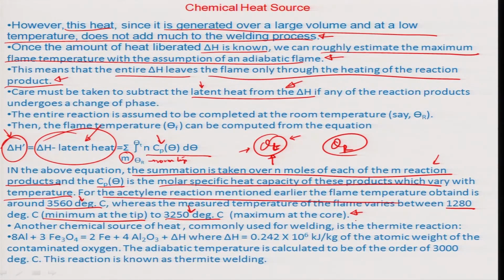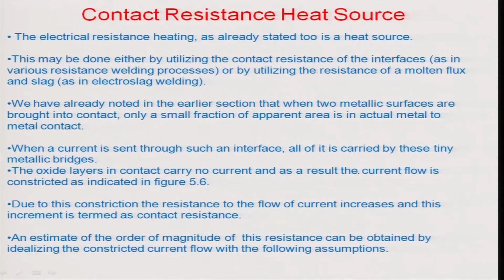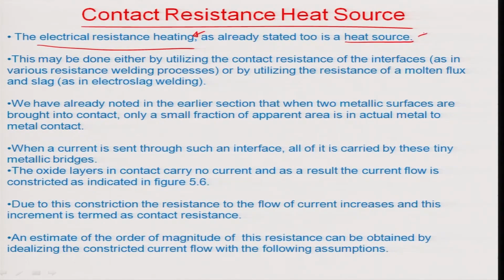Now we will look at another aspect of the heat source, which is the contact resistance heat source, which occurs in most industrial applications related to automotives, where spot welding is a very important phenomenon. As we know, electrical resistance heating is also responsible for joining, and it can be used as a local, intensely high temperature heat source. This may be done either by utilizing contact resistance of the interfaces, as in various resistance welding processes, or by utilizing the resistance of a molten flux and slag as in the electro slag welding process.